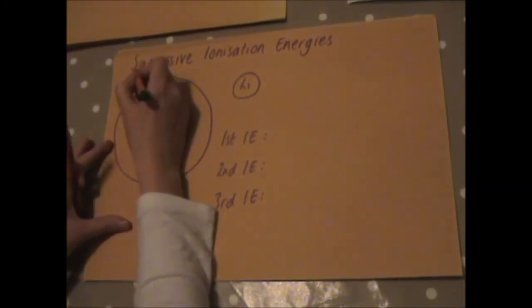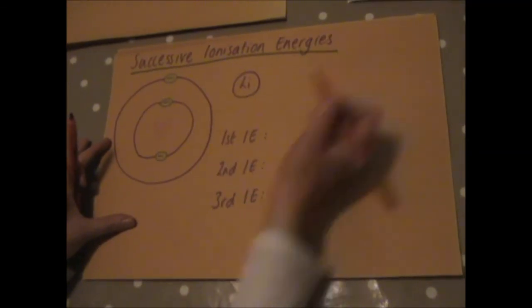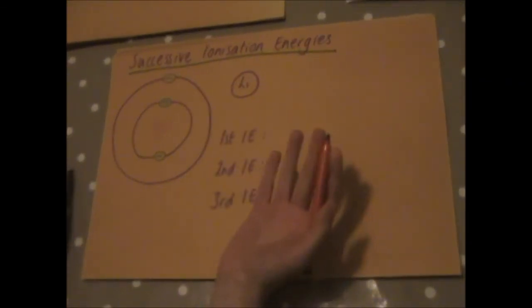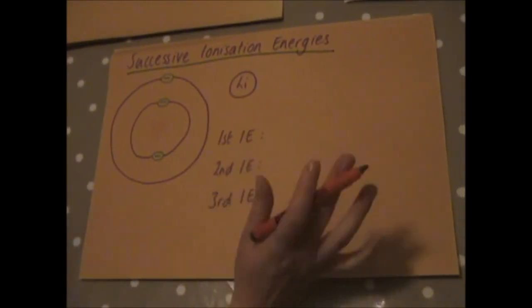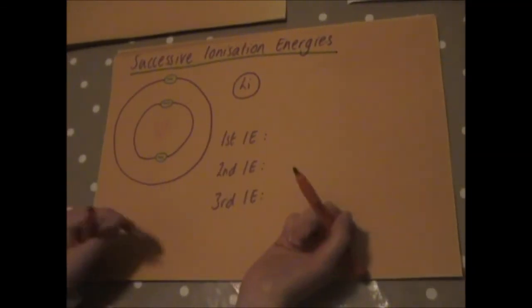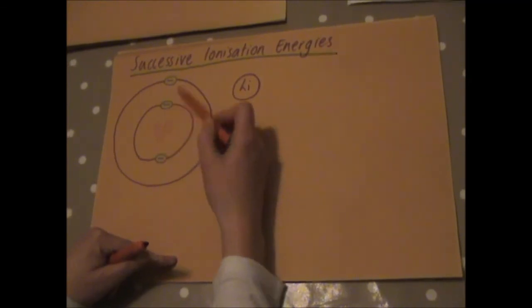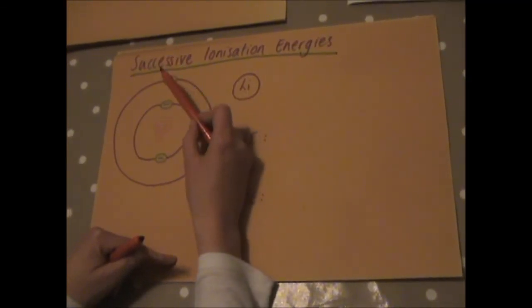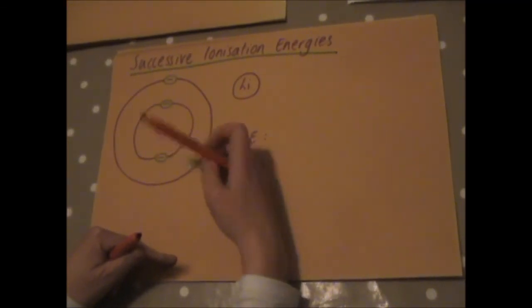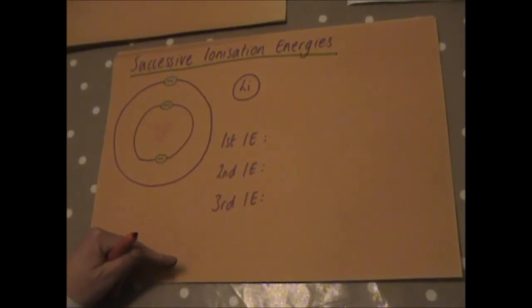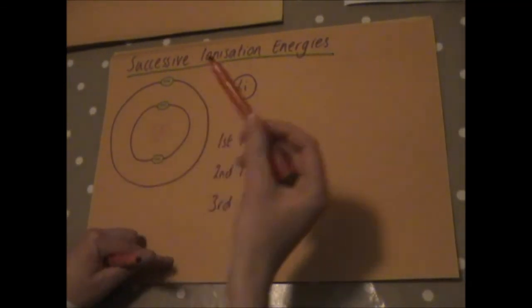Okay, so we're going to move on now to have a look at successive ionisation energies. With hydrogen, it only had one electron. That was all we could do, the first ionisation energy. But here I've drawn out lithium with its 3 protons and 3 electrons. And here we've actually got 3 electrons that we can pull away from the nucleus of that atom.